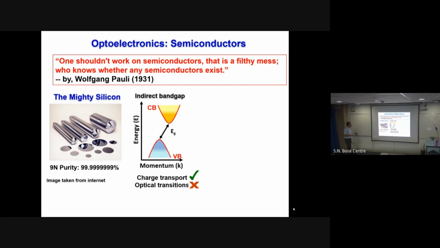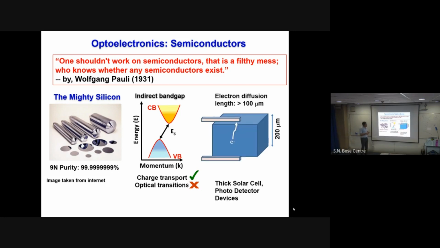Now, this becomes possible because of this interesting aspect of silicon, that it is an extremely good charge transport material. If I put a quantity here, the quantity is the electron diffusion length. This electron diffusion length is more than 100 micrometers, and that is a unique aspect of silicon compared to other semiconductors that we see. Now, what does that mean?